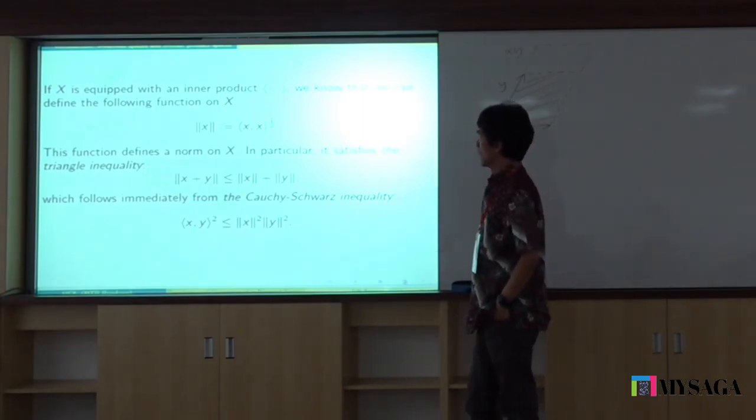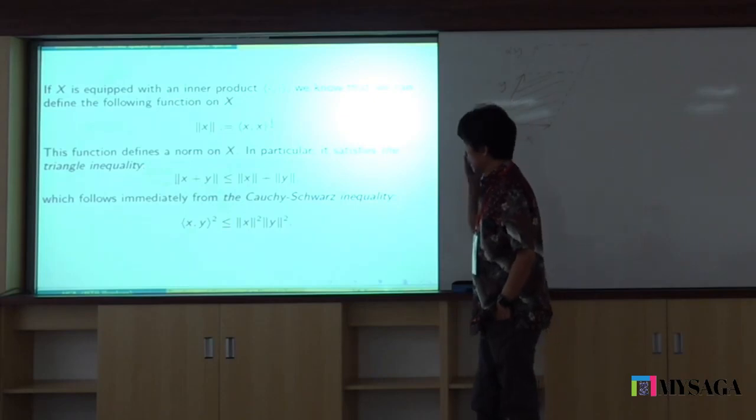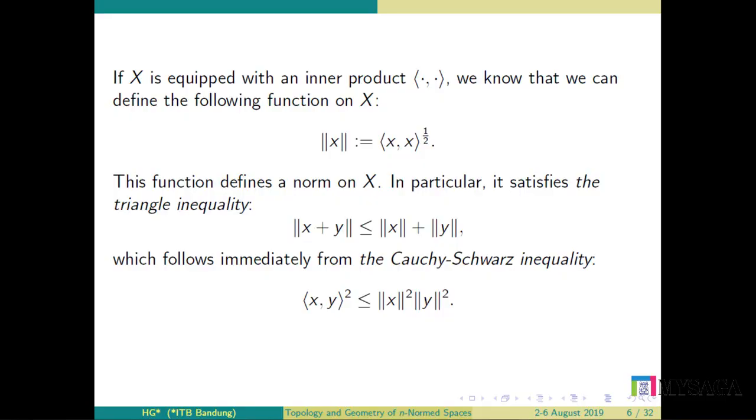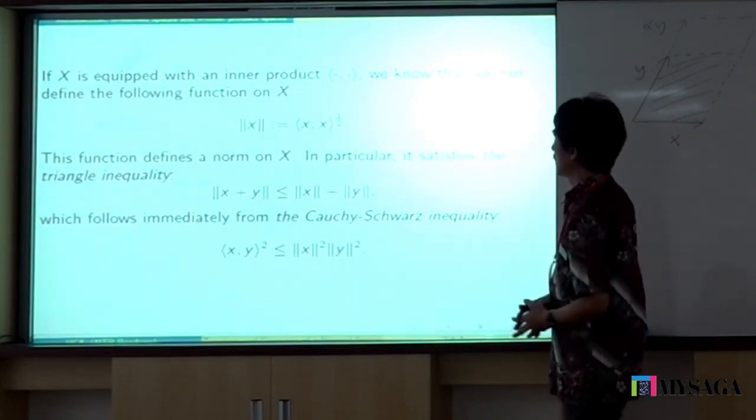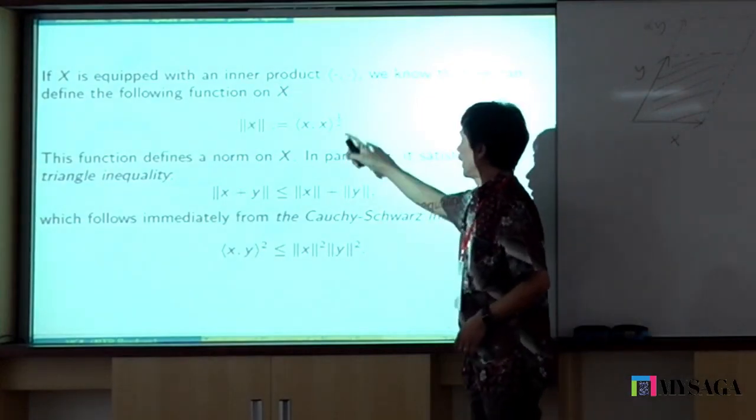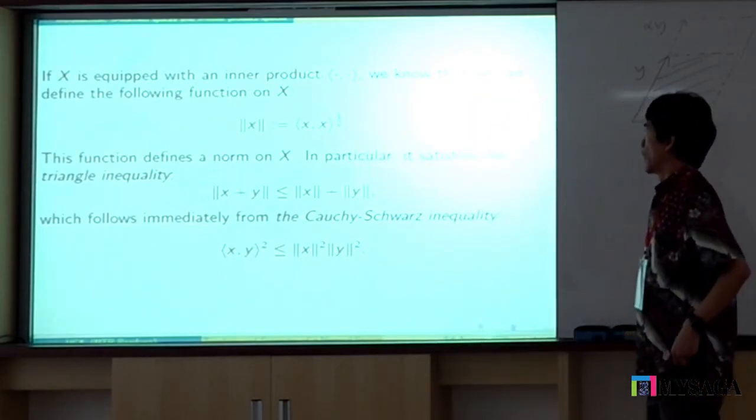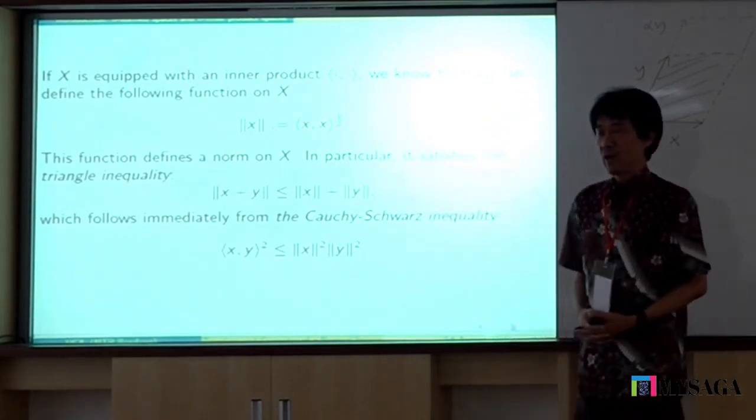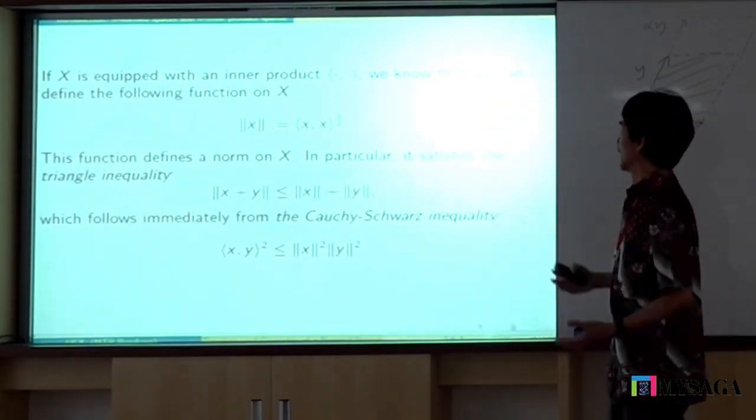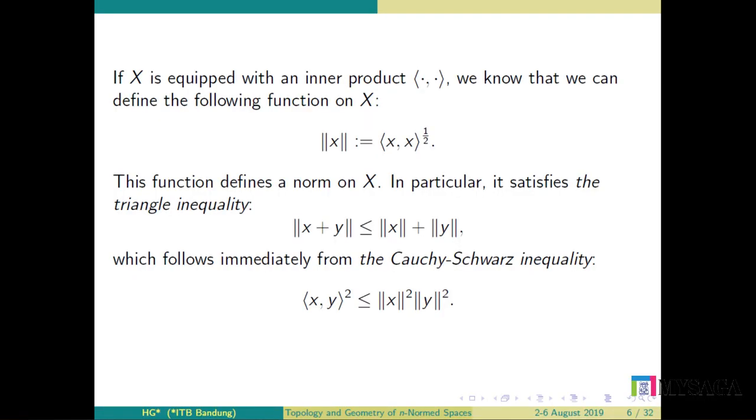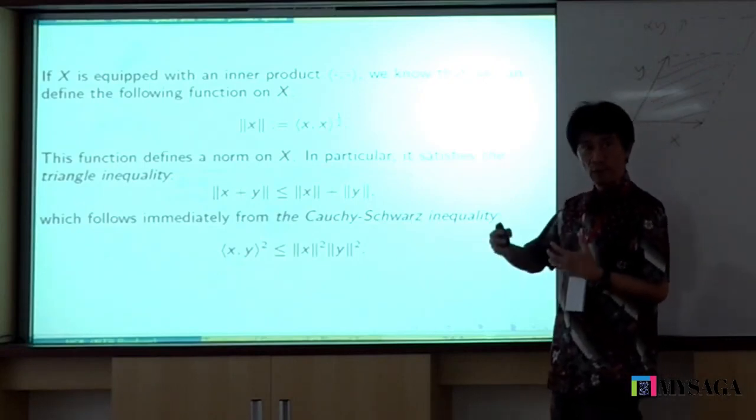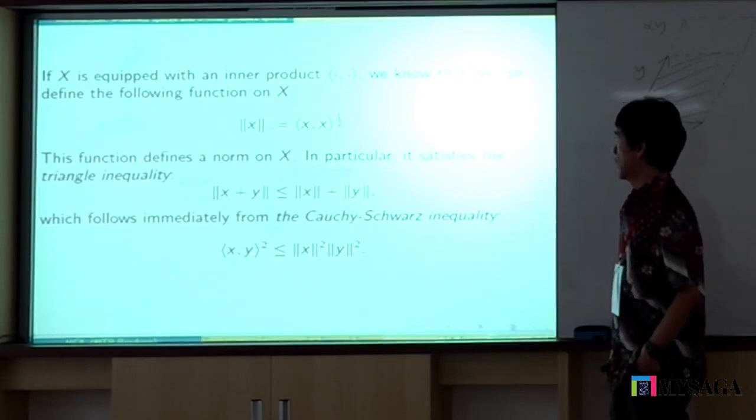Let us begin with the vector space X equipped with an inner product, and then we know that from the inner product we can have a norm given by this formula. Although I have assumed that you already know this, I need to present it just to see how things flow from this point. Okay?